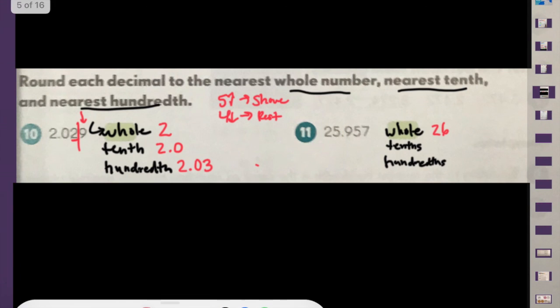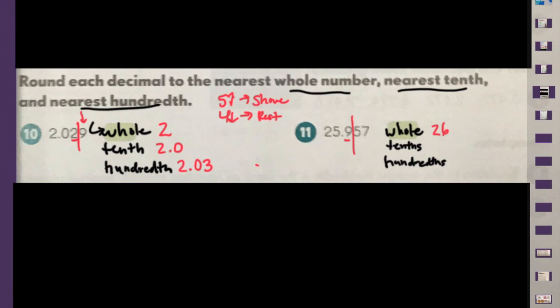And now let's round to the nearest tenth. We'd underline the 9, draw our back door. We have 5 knocking at the back door. It is 5 or above. We give it a shove. So that 9 would become a 10, but we can't have a 10 listed there. So rounded to the nearest tenth would actually be 26.0.